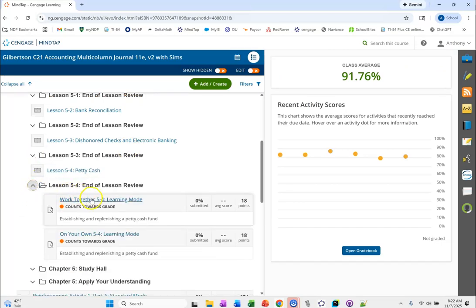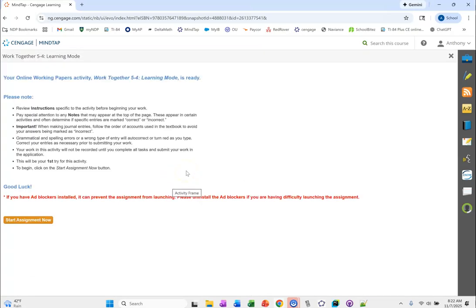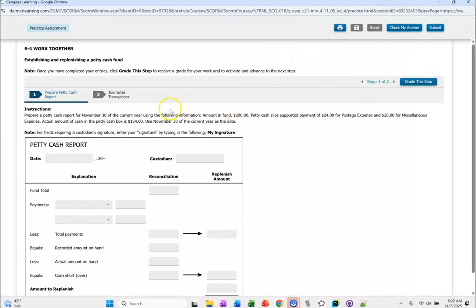Let's look at the 5-4 work together. We'll buzz through this. Sound good? So again, if you have your tablet open and with you, I invite you to follow along and we'll do this together. So we're looking at the 5-4 work together right now. The directions state, establishing and replenishing petty cash fund. Once you've completed your entries, click grade this step to receive a grade for your work and to activate and advance to the next step.